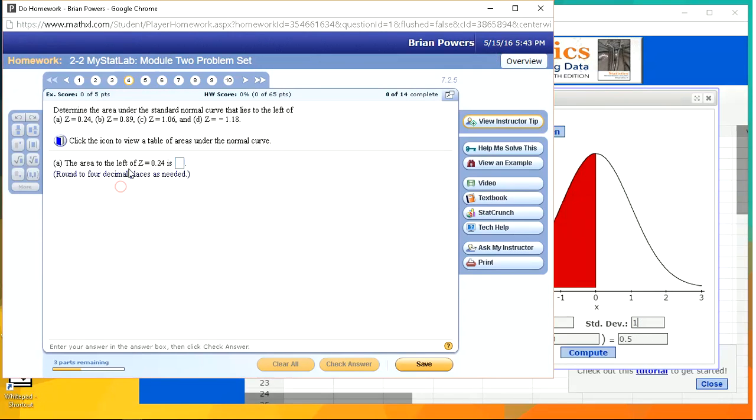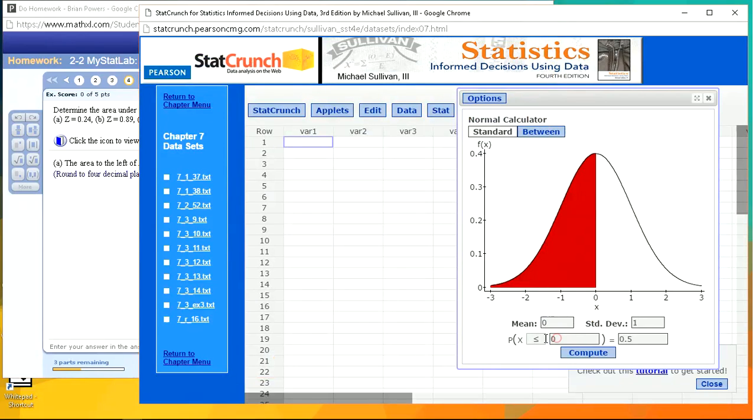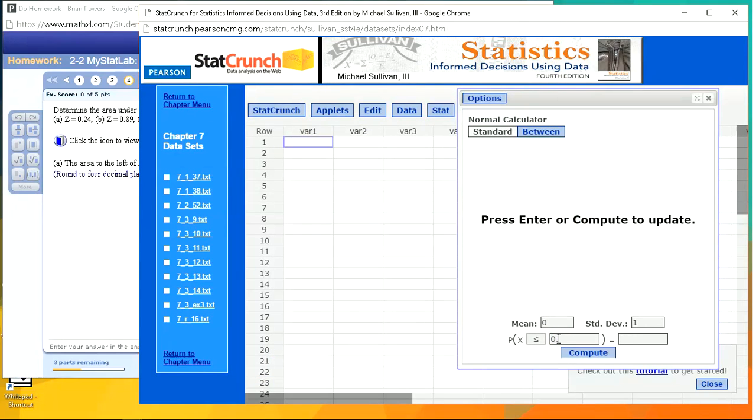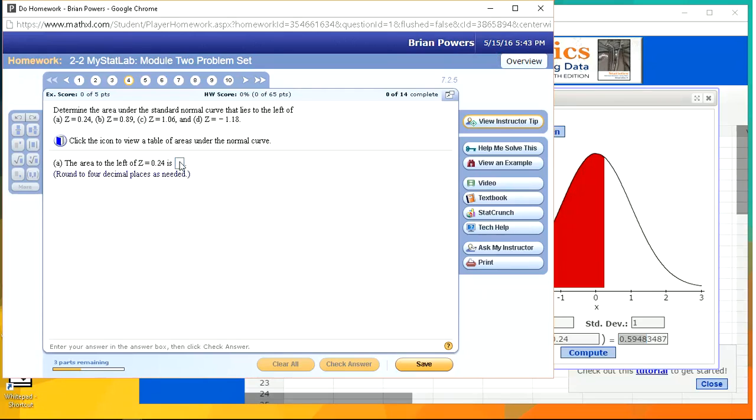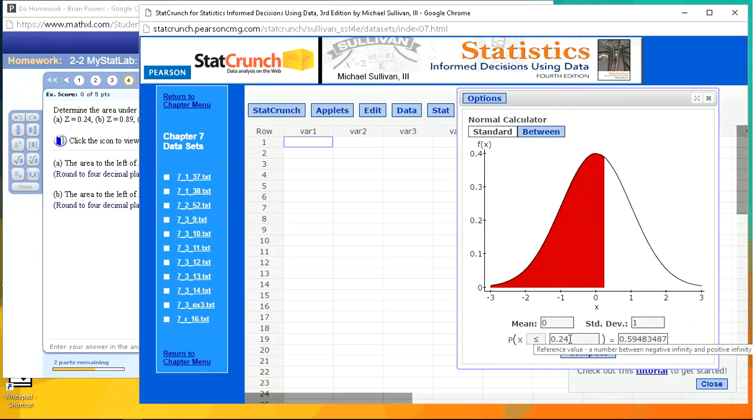So now we're looking at the area to the left of 0.24. So with this calculator, you put in this 0.24 down here and hit compute, and it'll calculate the probability. Let's copy it down 4 decimal places. And that's it. And you can see that the shading is nice and helpful also. The area to the left of 0.89. So you can see how that's done. You just put in the value. You don't have to do any sort of complicated calculation by hand.